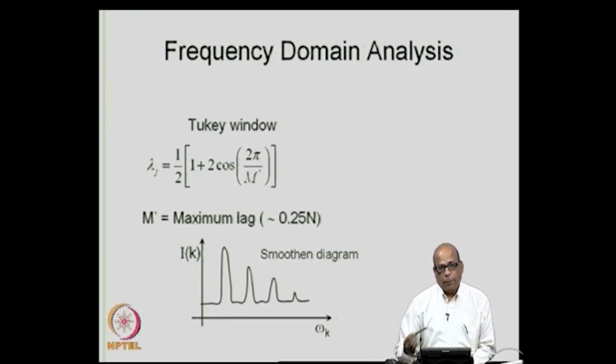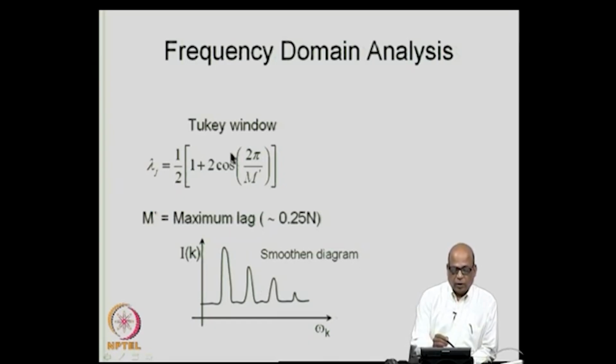A general guideline for m dash, or the maximum lag, is that it should not be too small, nor too large, so that you are not missing the information content in the frequency distributions. Typically we use about 25% of the data, and some authors also recommend 2 root n. If you have 100 data, 2 into root of 100 is about 20, whereas 25% would indicate about 25 values. So, typically it should not be too large, nor too small.